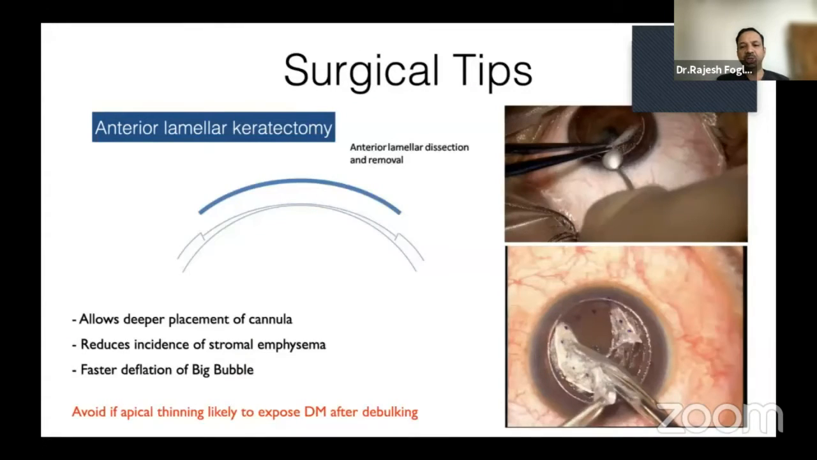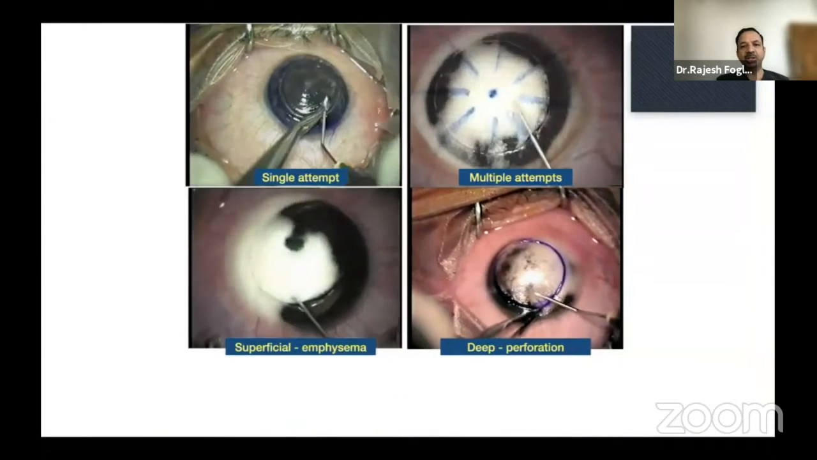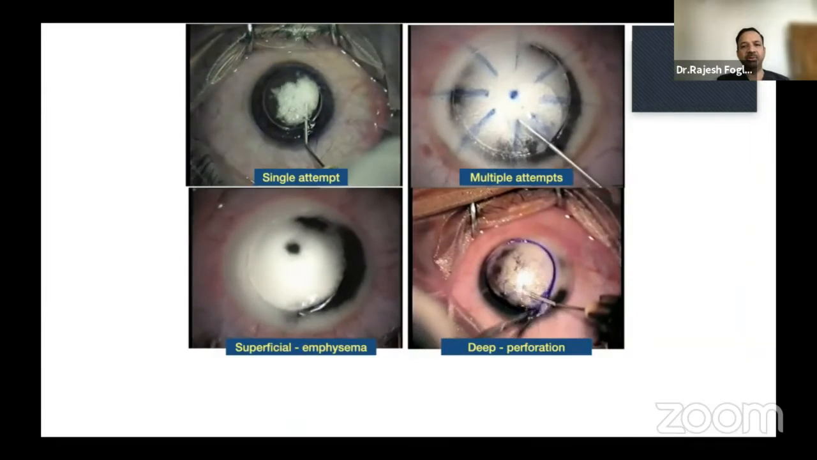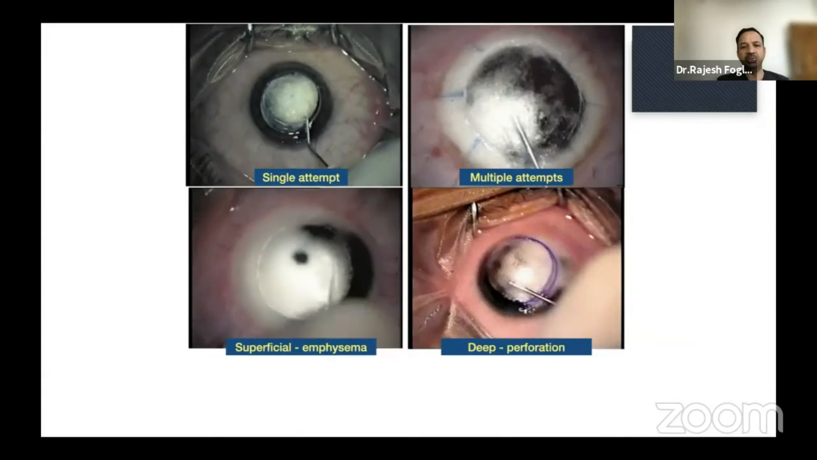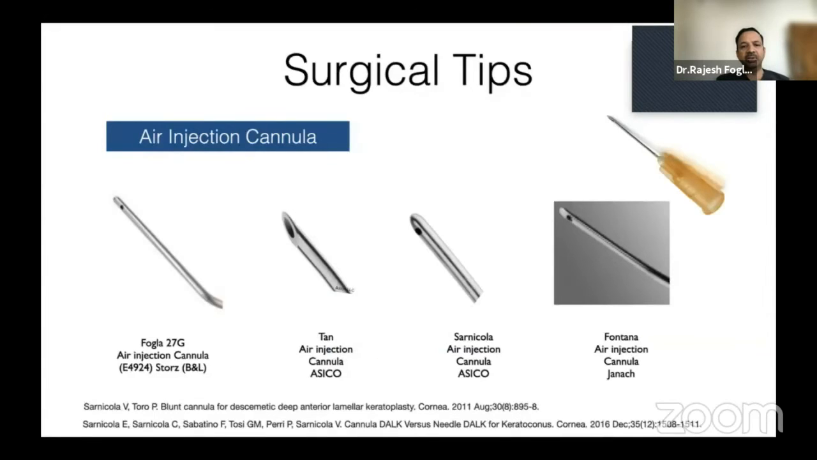I prefer to debulk the cornea, but again, it's a surgeon's preferred choice. Debulking should be avoided if the apex is very thin. Debulking allows deeper placement of the cannula and also allows faster deflation of the big bubble. If the needle placement is superficial, you tend to have a lot of superficial emphysema, and if it goes deep, you have an increased risk of perforation. So a cannula is usually preferred.